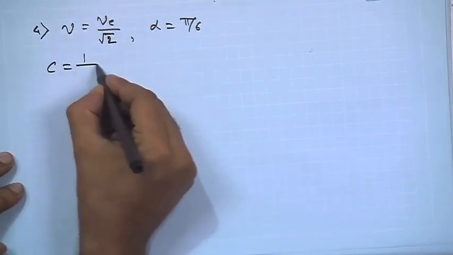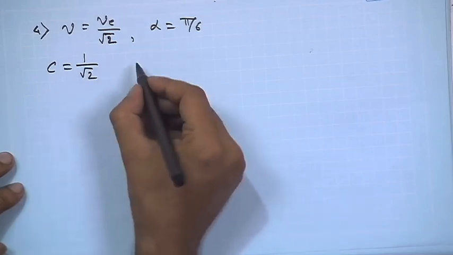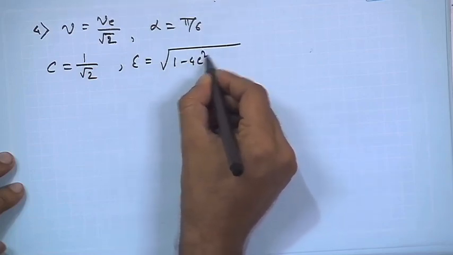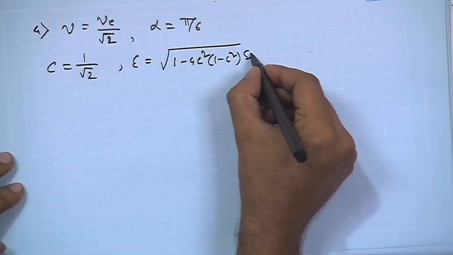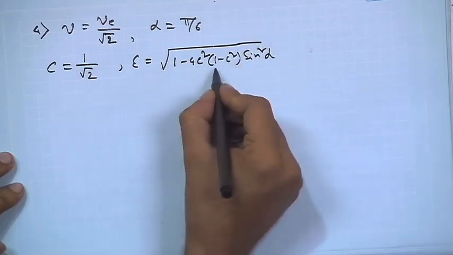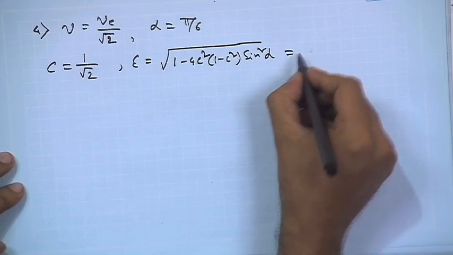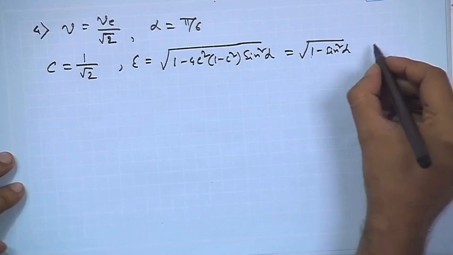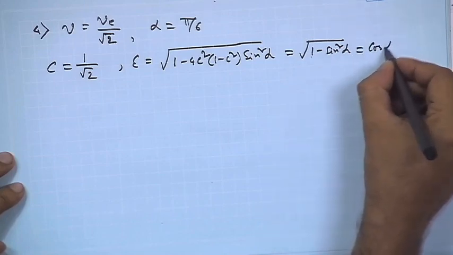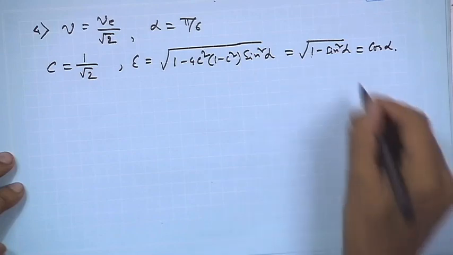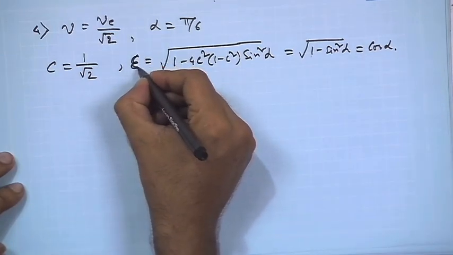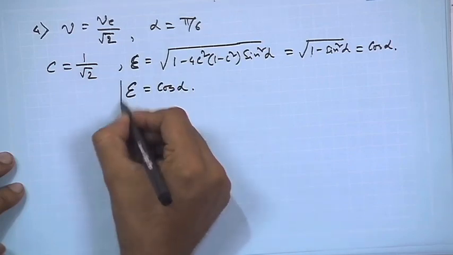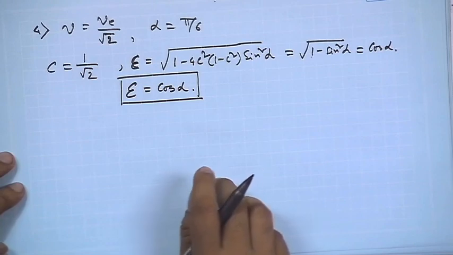So, we see c is equal to 1 by root 2, okay, and epsilon is the root of 1 minus 4 c square times 1 minus c square sin square alpha. As c is equal to 1 by root 2, this whole thing will reduce to root over 1 minus sin square alpha, which is nothing but cos alpha, right. Of course, it will be plus minus, but epsilon cannot be negative. So, we have to say epsilon is equal to cos alpha. So, this is the first part, right.